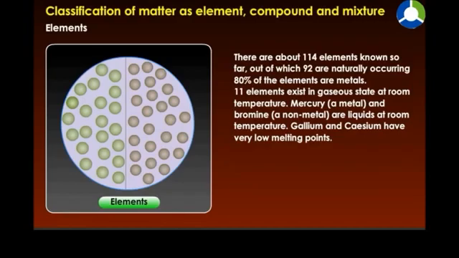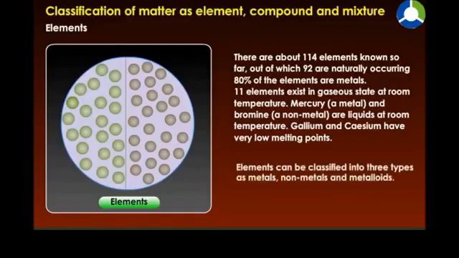There are about 114 elements known so far, out of which 92 are naturally occurring, and 80% of the elements are metals. 11 elements exist in gaseous state at room temperature. Mercury, a metal, and bromine, a non-metal, are liquids at room temperature. Gallium and cesium have very low melting points. Elements can be classified into three types as metals, non-metals and metalloids.